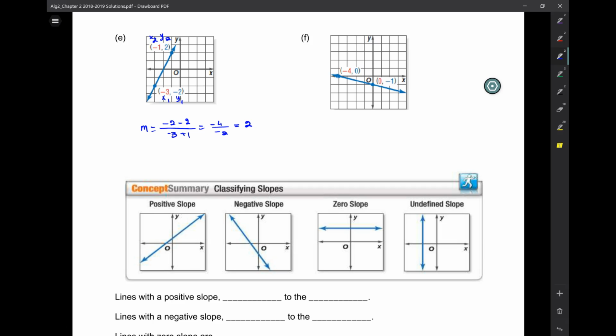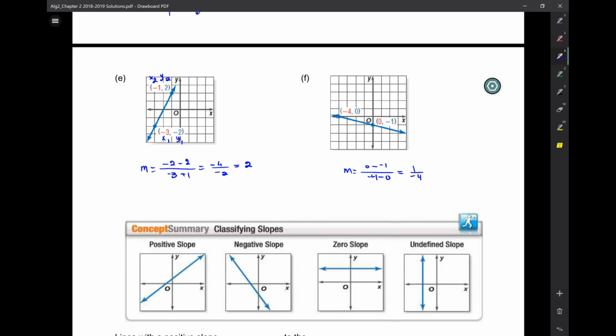What if they don't give you the coordinates? You have a graph, but you're not given the coordinates. You pick 2 points. Any 2 points will do. So here, m is 0 minus -1, -4 minus 0, 1 over -4. Okay? All right, so take a look here. On the one hand, we got a positive slope and a negative slope. And why does that matter? Because when it's a positive slope, it goes that way, and when it's a negative slope, it goes that way. Right.